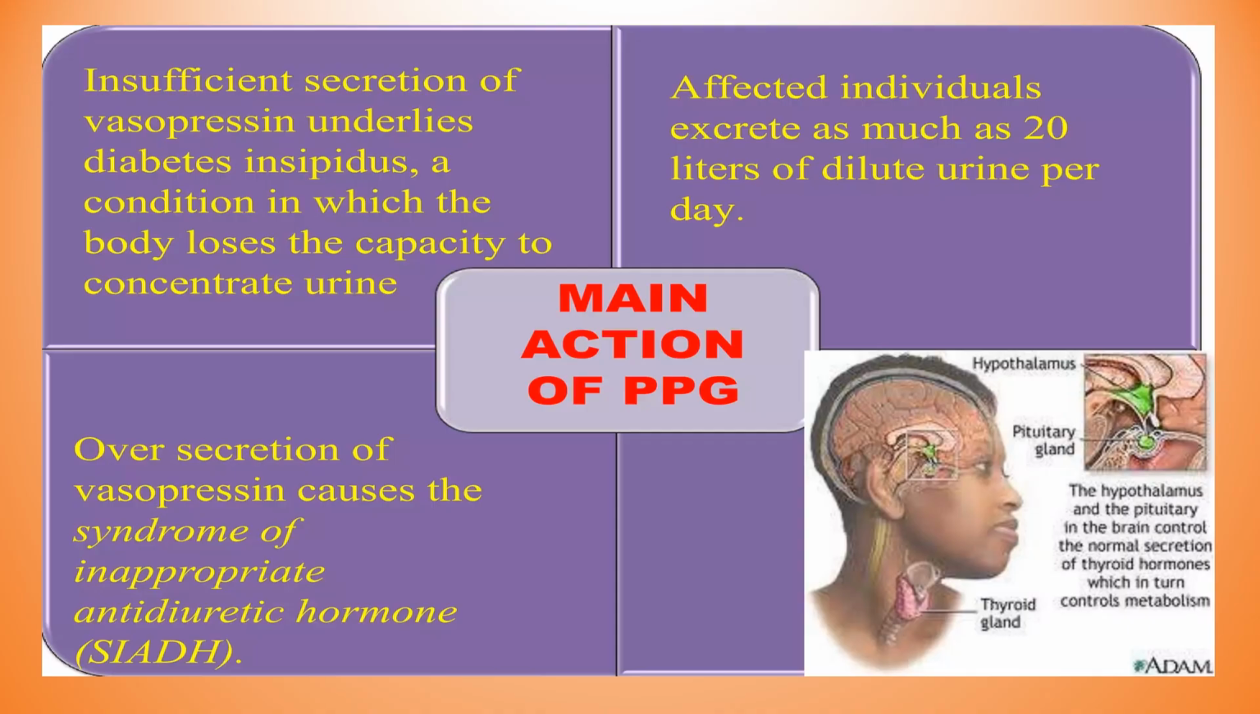The main actions of the posterior pituitary gland: insufficient secretion of vasopressin underlies diabetes insipidus, and it may cause individuals to excrete as much as 20 liters of dilute urine per day. In case there is over secretion of vasopressin, it causes the syndrome of inappropriate antidiuretic hormone.